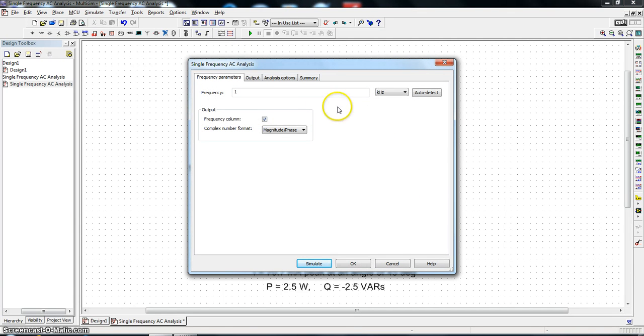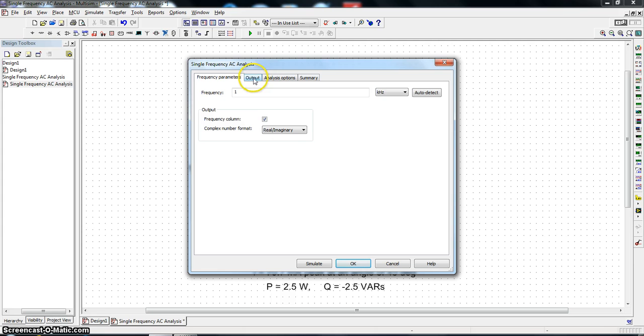Now, there are several things you have to enter in the AC analysis. First, you have to put in the frequency, which is 1 kilohertz. I could enter that as 1000 hertz if I so desired. I have two options as far as the computation is concerned. I can have magnitude, phase, or real and imaginary. I'll do real and imaginary first.